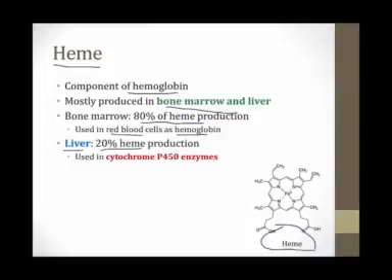About 20% of heme production occurs in the liver, and it's used in the cytochrome P450 enzymes, and this will be important later when we talk about things that can exacerbate the porphyria conditions. Anything that increases the activity of these cytochrome P450 enzymes can increase the symptoms of some of the porphyrias, and that's because heme is produced in the liver as part of these enzymes.